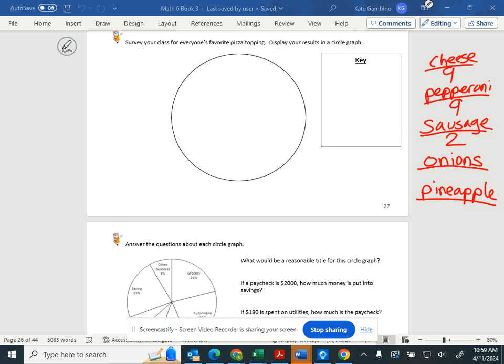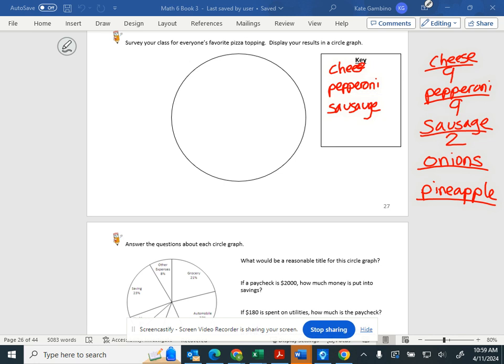I'll say mine is sausage. Did we have anybody with a favorite of onion? Anyone with the favorite of pineapple? All right, so we've got 3 types. We've got cheese, pepperoni, and sausage.